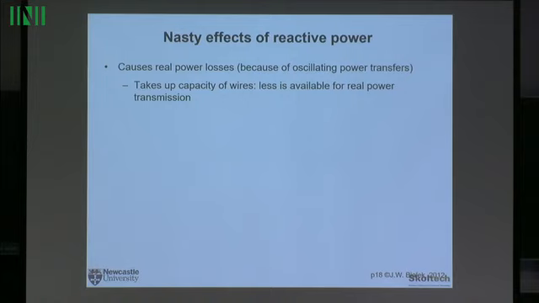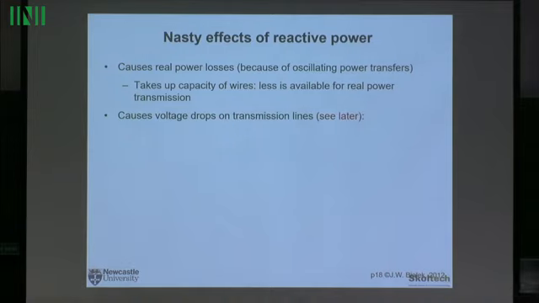The second thing is that it takes up capacity of wires. Wires are designed to carry a certain amount of power. If you have a transmission line, for example, you want to make that capacity available as much as possible for real power transmission. If the transmission line transfers reactive power, it will get heated. It means less capacity is available for your real power transmission. The maximum capacity of the transmission line depends on the transmission losses, the heating limit.